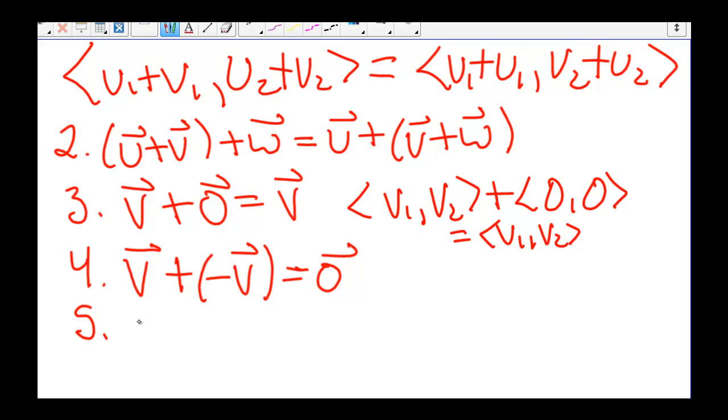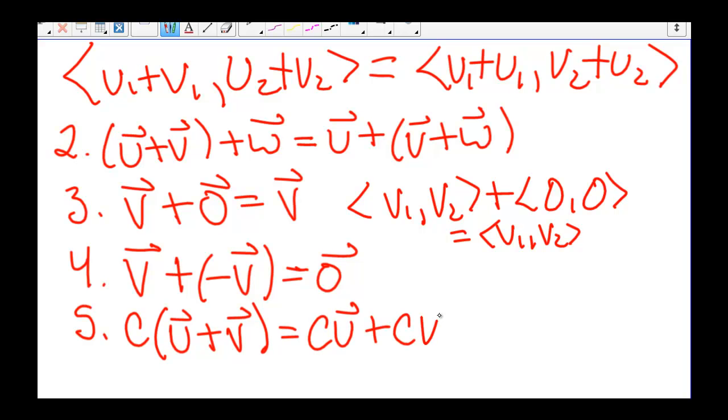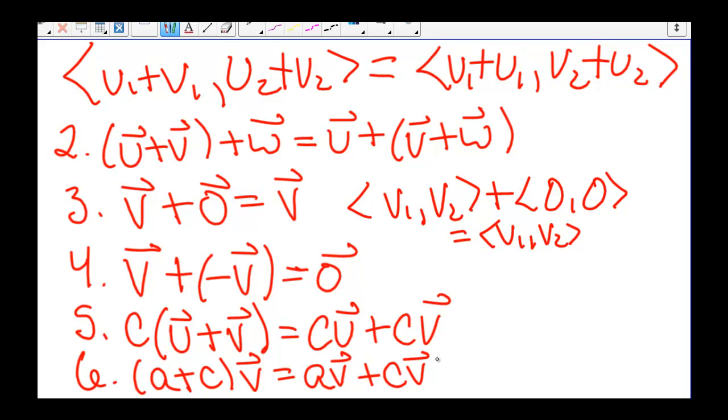Next, we have the distributive property where we have a scalar multiplied by two vectors added together, and that says that we can bring the scalar inside, and that's c times the vector u plus c times the vector v. On the other hand, if we have two scalars being added together, so scalars a and c, and we multiply them by a vector v, that's the same as a times the vector v plus c times the vector v.